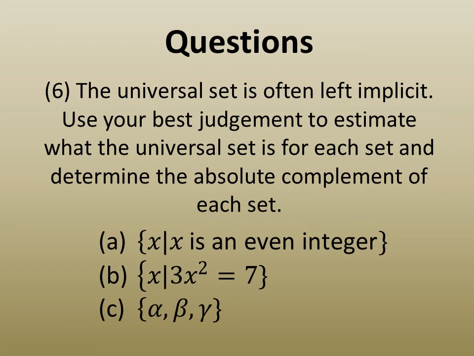Question 6. The universal set is often left implicit. This means it is unstated as it is thought to be understood. Use your best judgment to estimate what the universal set is for each set and determine the absolute complement of each set. Part A. The set of all x such that x is an even integer. Part B. The set of all x such that 3x squared equals 7. Part C. The set comprised of the letters alpha, beta, and gamma.